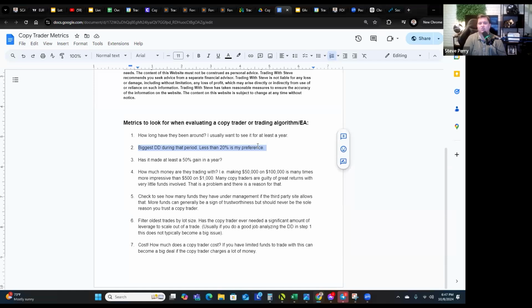Who cares if a copy trader can double your money, if during a year they might lose half your money in the process? That's how I look at it. I have to look at the reward versus the risk involved. So 20% or less is what I look for. Another way you can test whether something has gone through the test of time is how long they've been around.